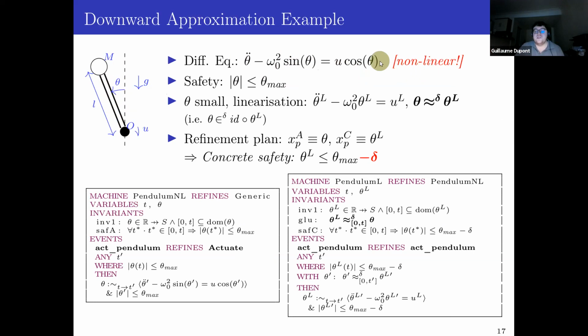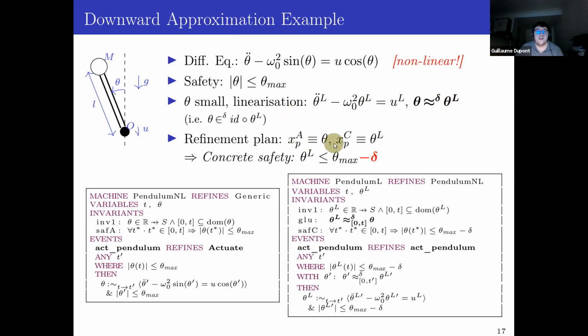So basically, this differential equation is very hard to work with because it is non-linear. But there is a theorem in mathematics that says that when theta is reasonably small, you can substitute sin theta with theta and cos theta with 1. And the differential equation, once linearized, is a little bit easier to work with because you don't have cos and sin. And if you do that, basically theta is approximately equal to this theta L, theta linearized. So this is where we're going to use approximate refinement.